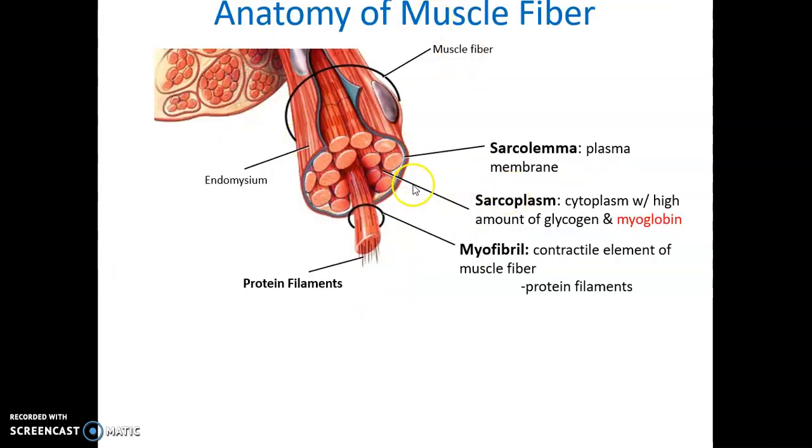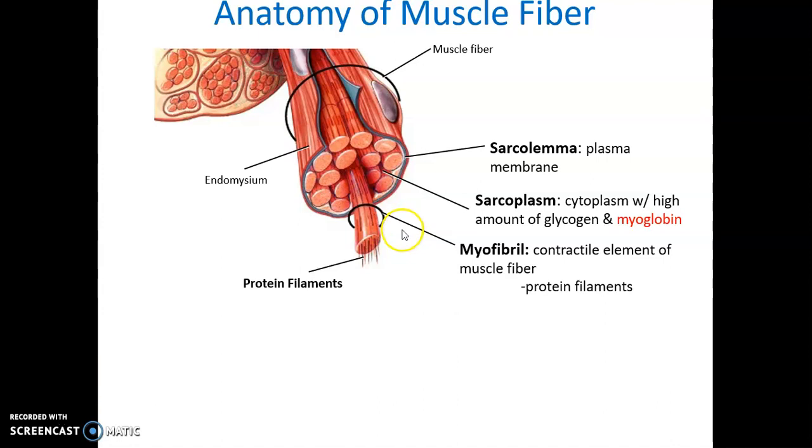All right, the muscle fiber has the myofibrils, as we mentioned before, these columns of protein filaments. And these are the contractile elements of the muscle fiber. They are what get shorter to cause the muscle cell to get shorter.